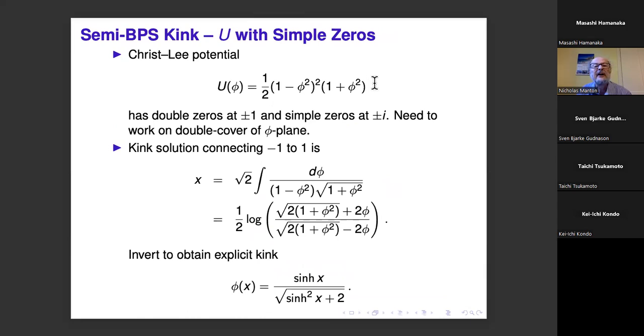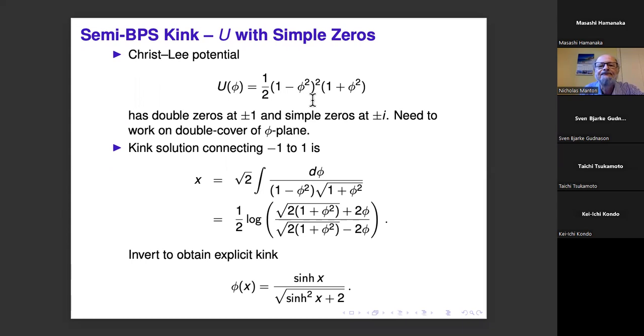Right, so here's an example where there are simple zeros, but they don't really get in the way. This is the only example I show of this. It's the so-called Christ-Lee potential. It was introduced in some paper where Christ and Lee were studying some other things really, but it was an interesting example which they investigated. So here's the potential.